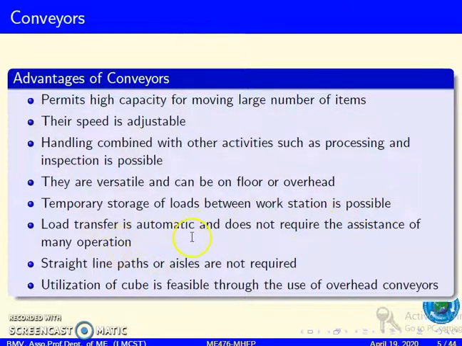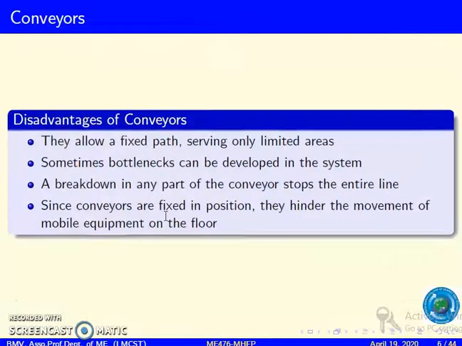Load transfer is automatic and does not require the assistance of many operators. Straight line paths or aisles are not required. Utilization of cubic space is feasible through the use of overhead conveyors.